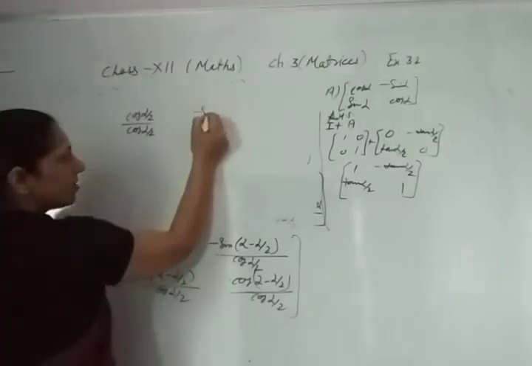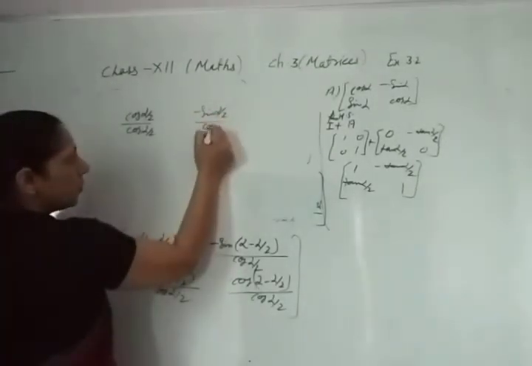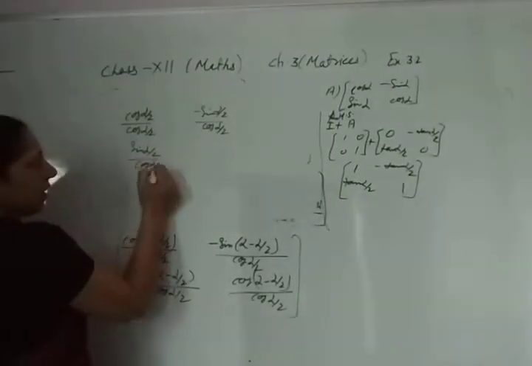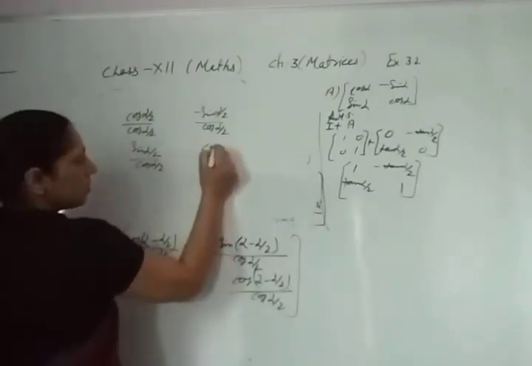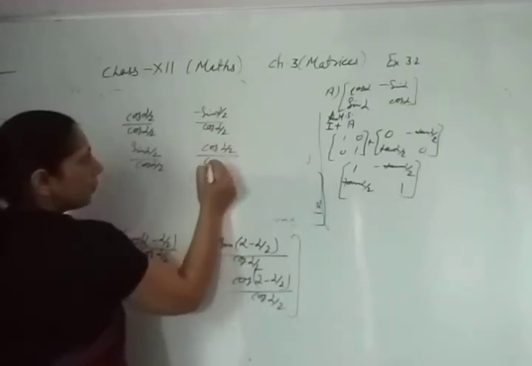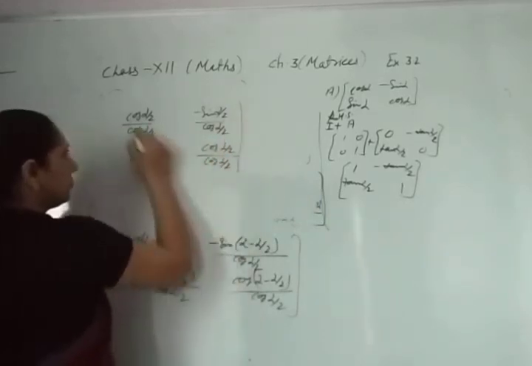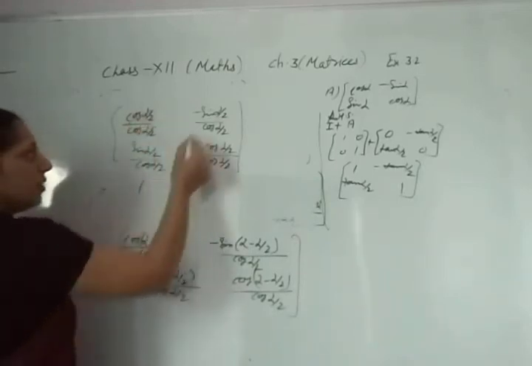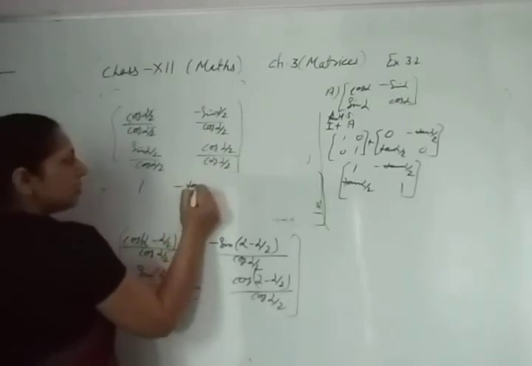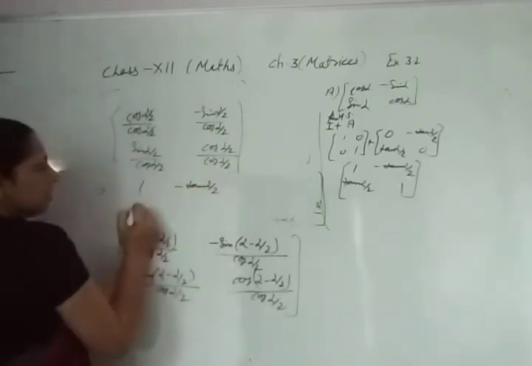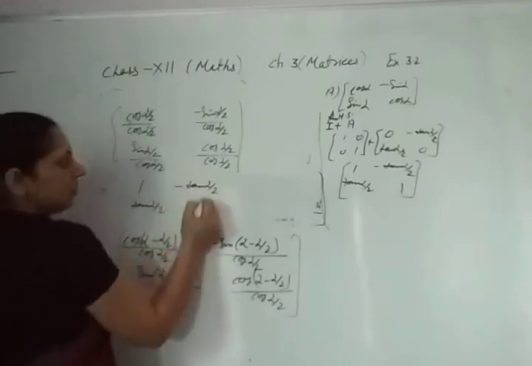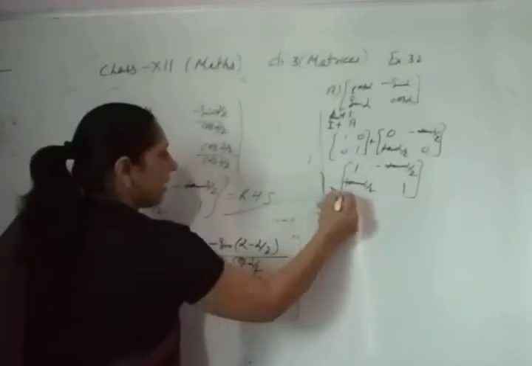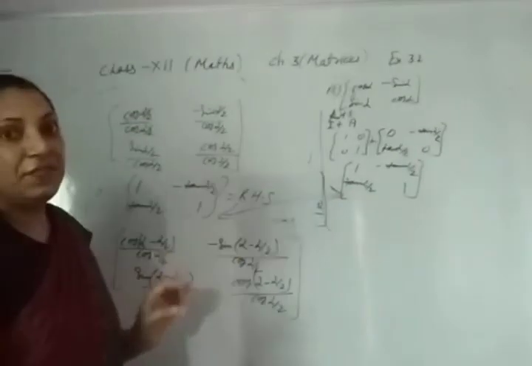This one is minus sin alpha by 2 upon cos alpha by 2. This one is sin alpha by 2 upon cos alpha by 2. And this one is cos alpha by 2 upon cos alpha by 2. So this is equal to cos alpha by 2 upon cos alpha by 2, that is 1, minus sin upon cos, that is minus tan alpha by 2. This is tan alpha by 2 and this one is 1. So this is equal to our right hand side. So right hand side is equal to left hand side.